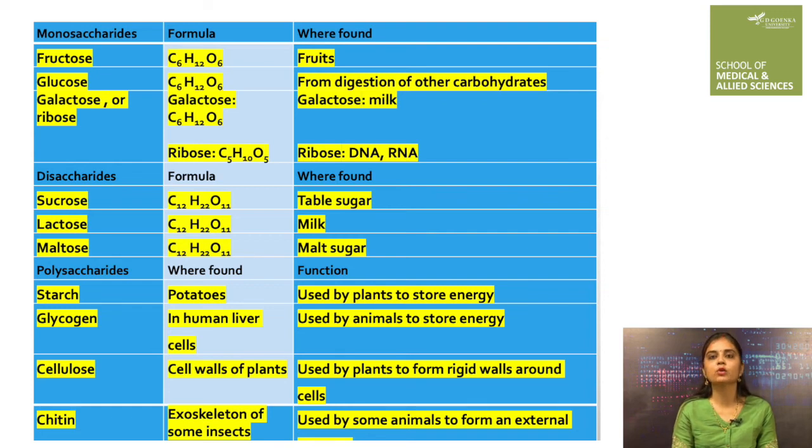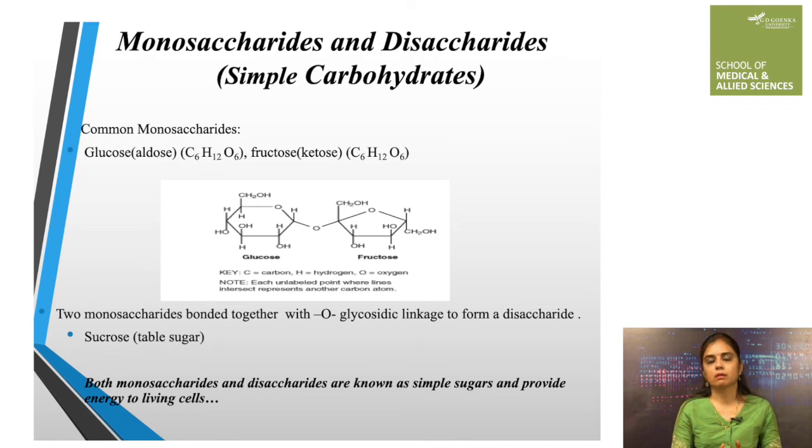Polysaccharide has many units. Starch, for example, provides energy and is found in potatoes, whereas glycogen is stored in the human liver. Cellulose can be easily observed in the plant cell wall, and chitin in insects. Now in our upcoming slides, we are going to see the structure and linkages in mono-, di- and polysaccharides.